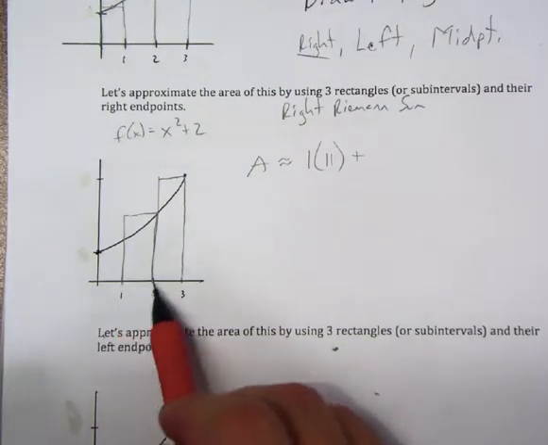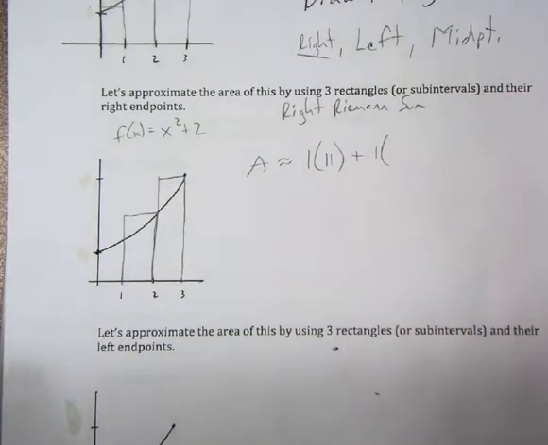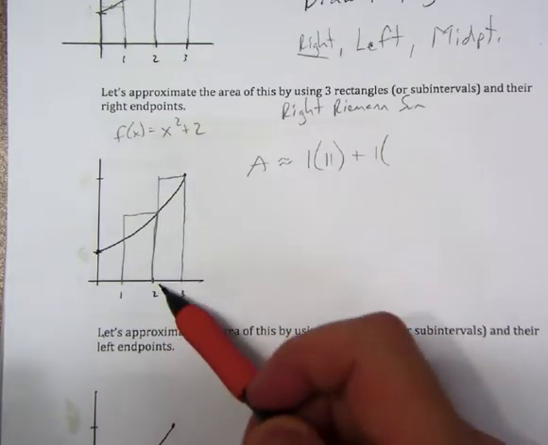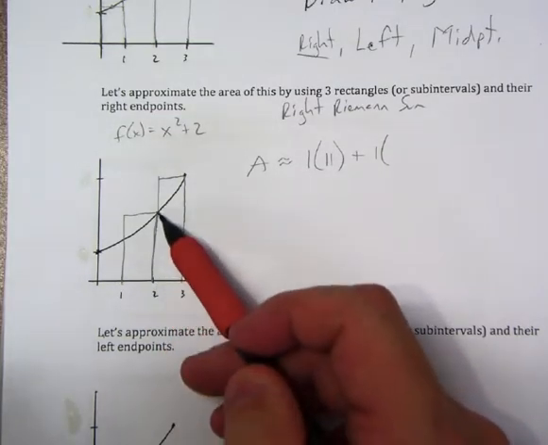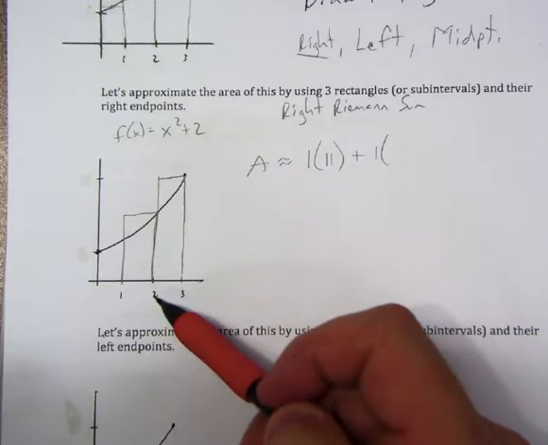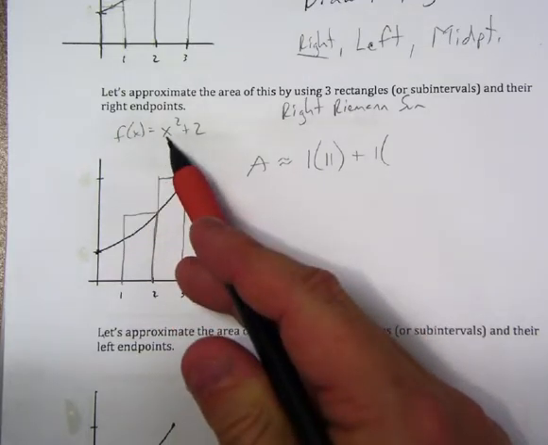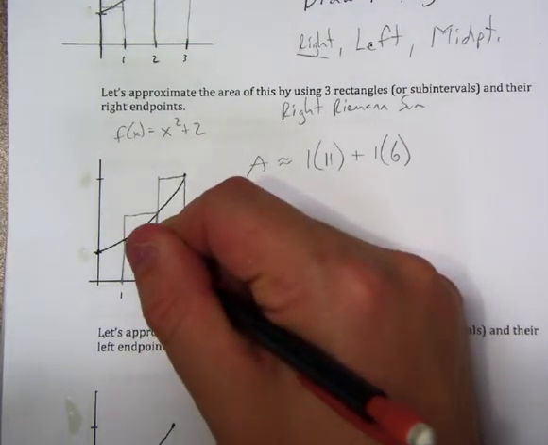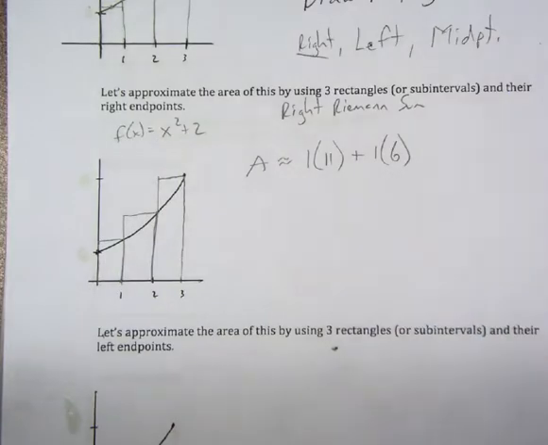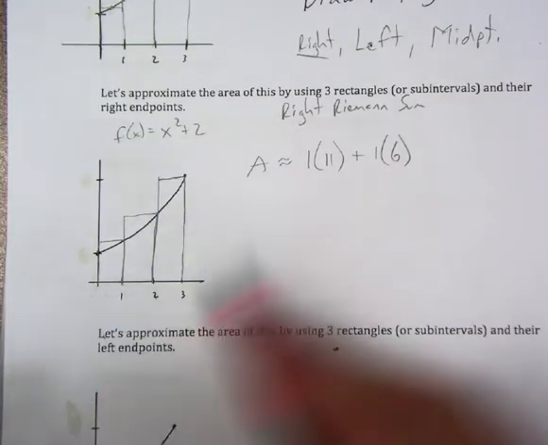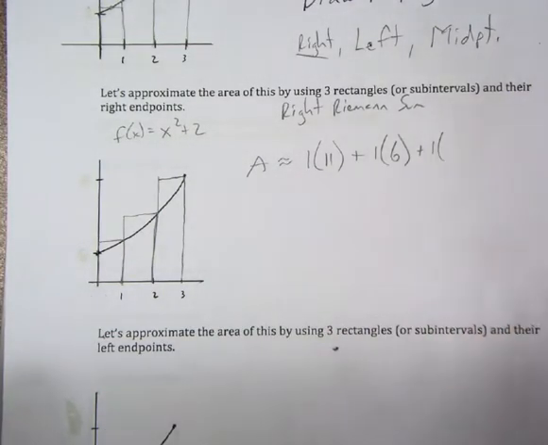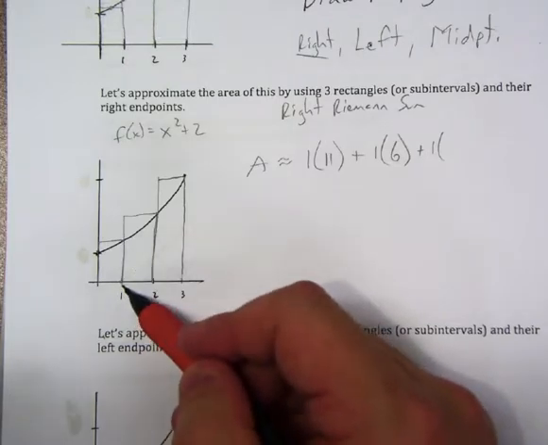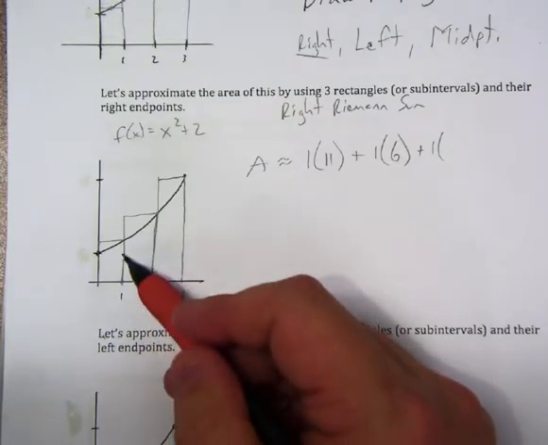So the width, again, is 1. But now notice what the height of this rectangle is. So this rectangle is hitting the curve when x is 2. So I plug 2 into the function, and I get 6. And then I draw my next one. The width is 1. The height, well, now I need to find the y value of the function when x is 1, so 3.